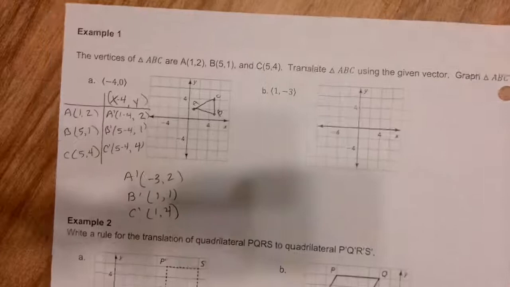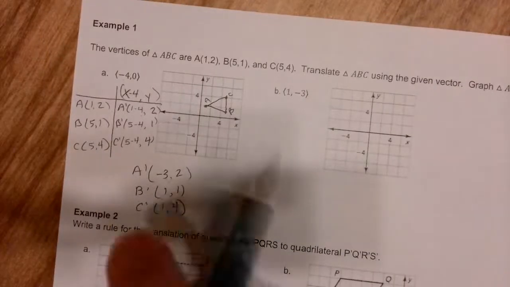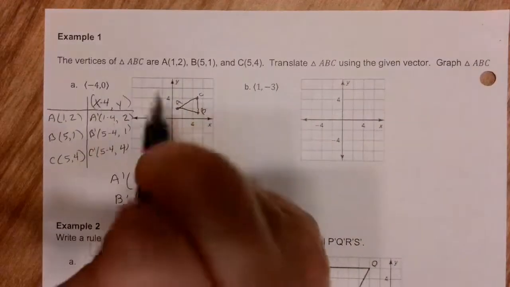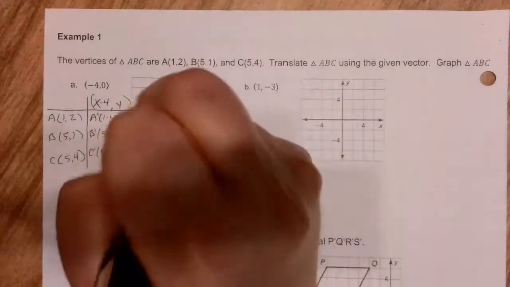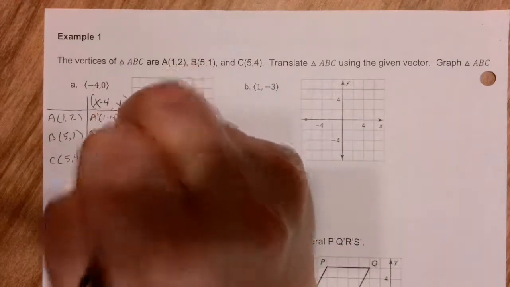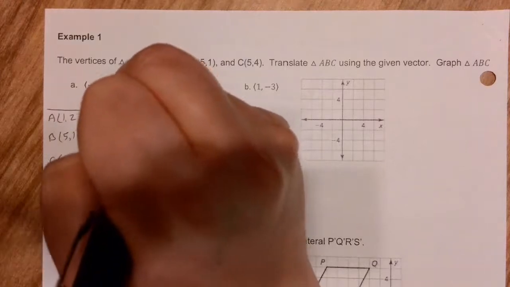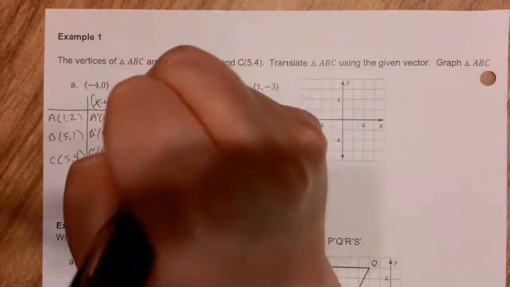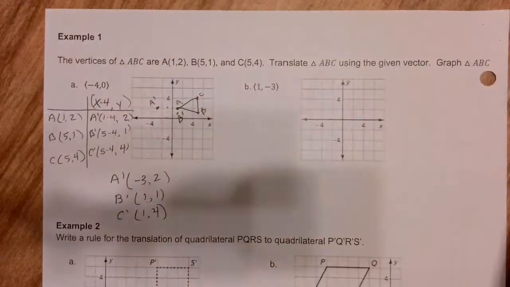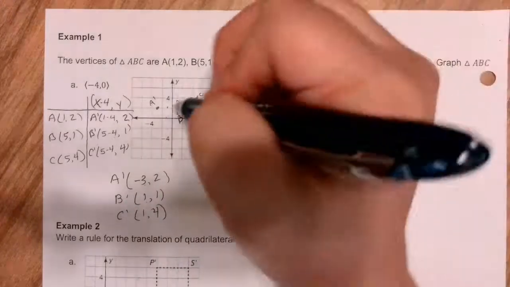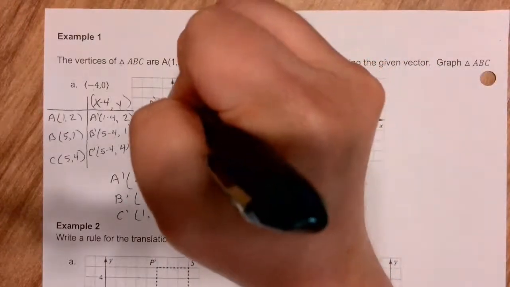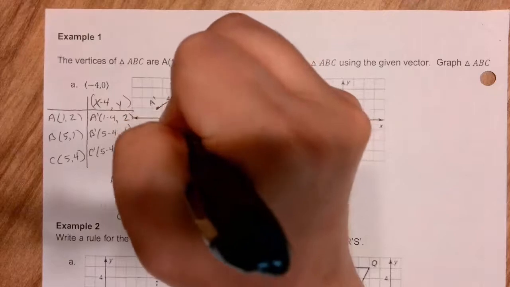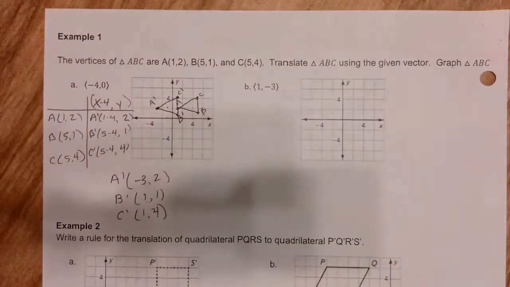Now we're moving it. A prime is negative 3, 2. B prime is 1, 1. Labeling A prime, B prime, C prime. C prime is 1, 4. And you connect your dots. Make the triangle A prime, B prime, C prime.